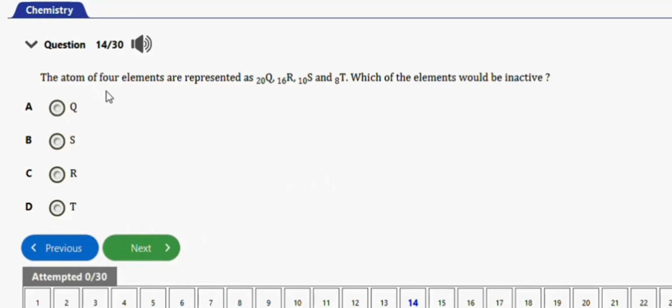It says the atoms of 4 elements are represented as this. Which of the elements would be inactive? The one that will be inactive would be the noble gas here, which is this X. It has atomic number of 10, so it's a neon atom. Noble gases are inactive. So the right option here is option B. The reason noble gases are inactive is that they already have stability, so they are not contending for stability again. Okay, so the next question will be this one.